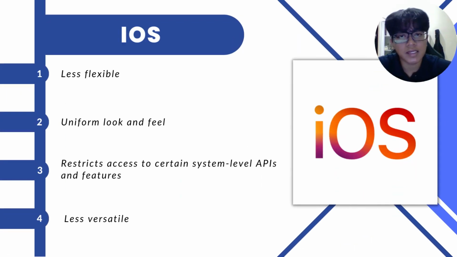So, in terms of flexibility, iOS is often considered less flexible compared to Android. Apple places strict guidelines on app design and user interface, leading to a uniform look and feel across all apps on the platform. This, however, can limit the creativity of developers who are looking to create unique and highly customized apps. Furthermore, iOS restricts access to certain system-level APIs and features, making it difficult for developers to deeply customize their apps. Besides that, iOS only allows users to install applications provided by the App Store, thus making it less versatile compared to Androids.